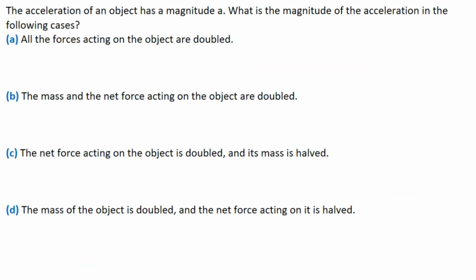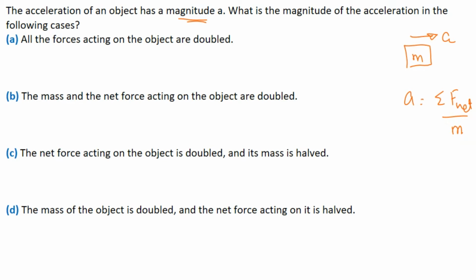So in this problem we are given that the acceleration of an object has a magnitude a. Then we need to find the magnitude of the acceleration in the following 4 cases. So first I'm going to represent what the question is saying. We have an object, its acceleration is a and its mass is, let it be m. So acceleration, we know, is sigma F net, the net force acting on an object, divided by the mass. This is what we studied in Newton's second law of motion.